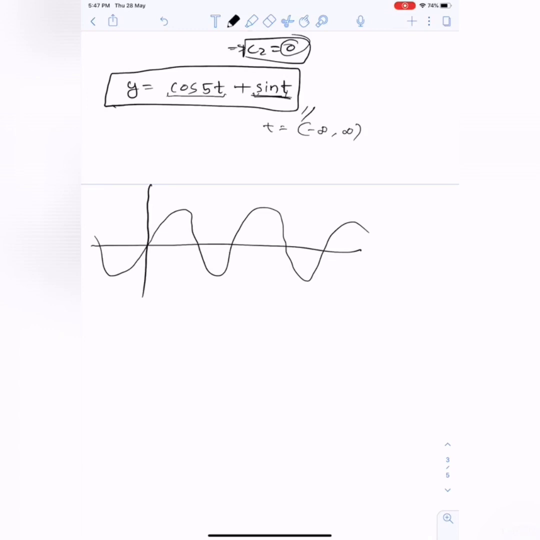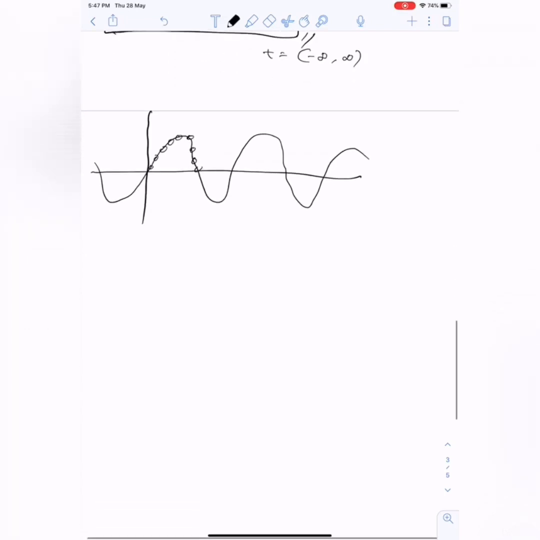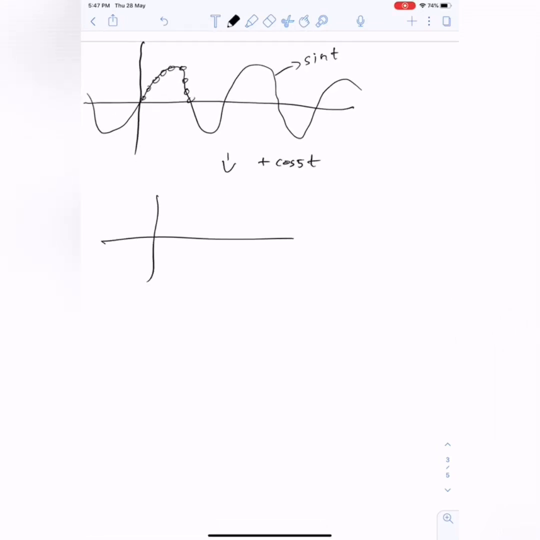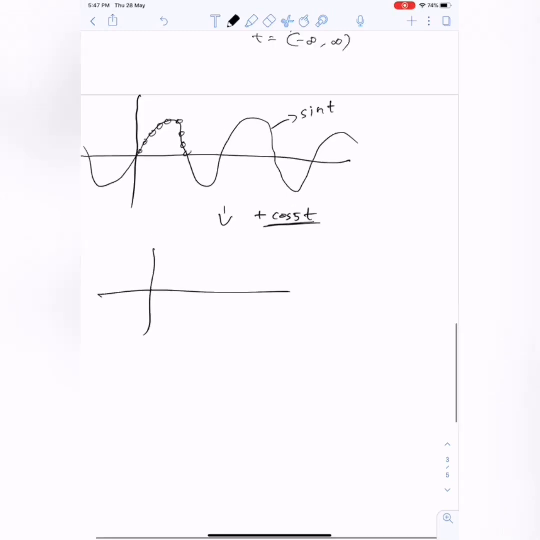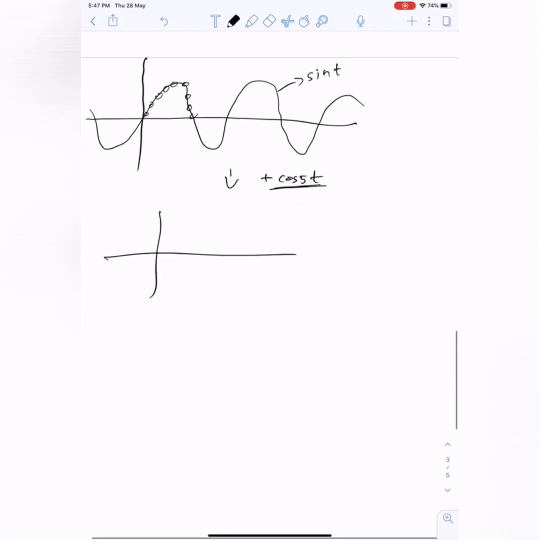Now let me add this term. What this term does is it adds the cos of 5t term along at each point of sine of t. So at each and every point of the sine graph, I would be adding cos of 5t. So if I were to add plus cos of 5t to this graph, which is nothing but sine of t, it would not start from 0 here, but since cos of 0 is 1 and sine of 0 is 0, I can start from here.